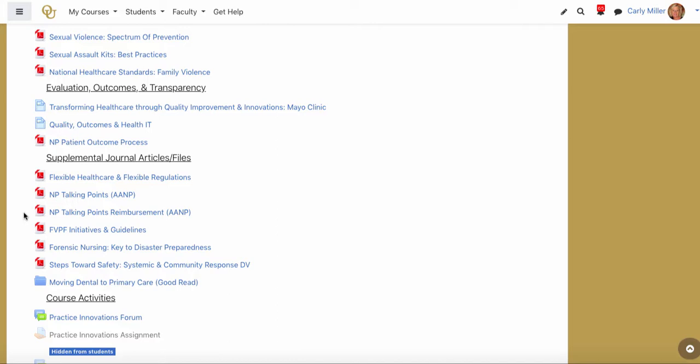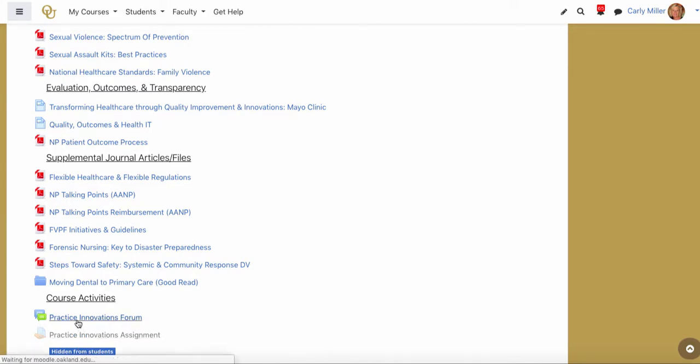I added two other things too, like key to disaster preparedness, a community response to domestic violence. So those are things you can think about like an innovative practice change. I just added this dental to primary care. It's a good example as to how our system is changing and really working together like in an interprofessional team to achieve better outcomes essentially. So it's just a good read to kind of put it in perspective.